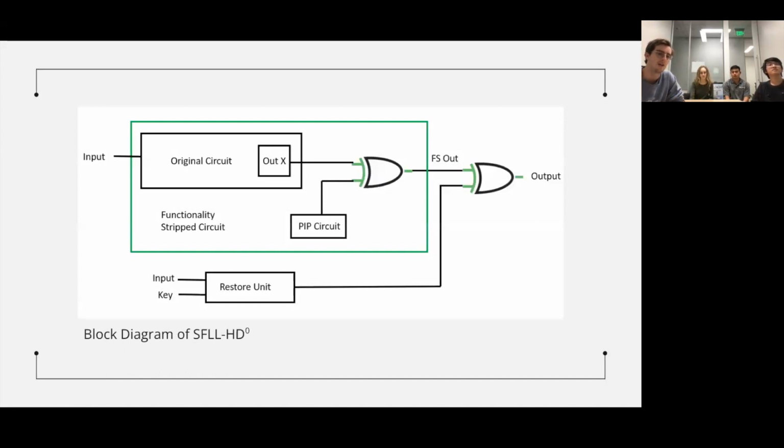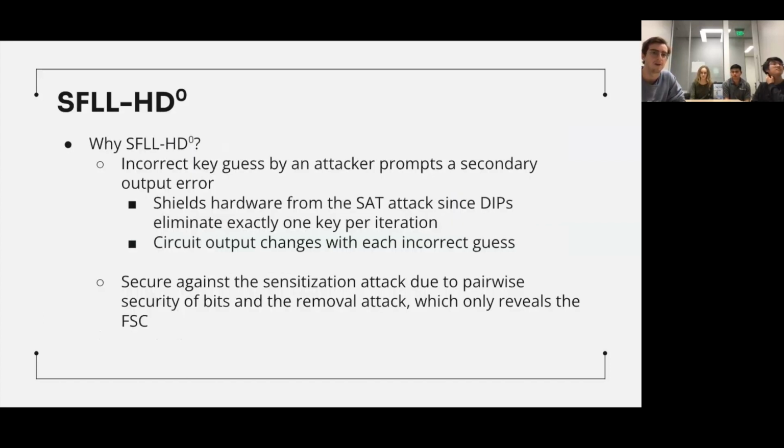Here's an example of a block diagram using SFLL HD0, where the input to our circuit is on the left. It goes through the logic that we implement for SFLL HD0, and then eventually on the right, it will give the output depending on whether the input key that the user used matches the PIP value. So a few reasons why we'd like to use SFLL HD0 is that an incorrect key guess by any attacker will prompt a secondary output error. It is also very good at defending against SAT attacks, sensitization attacks, as well as removal attacks, and the circuit output will change with each incorrect guess.